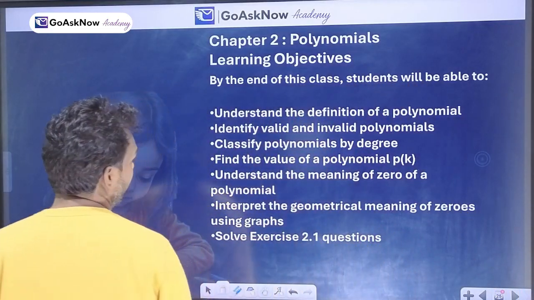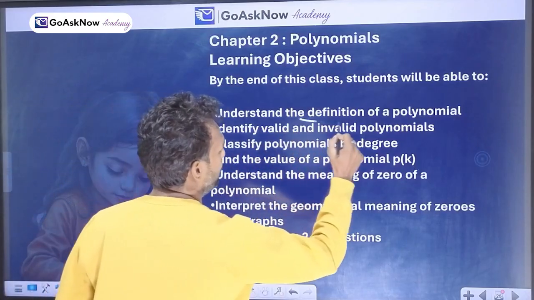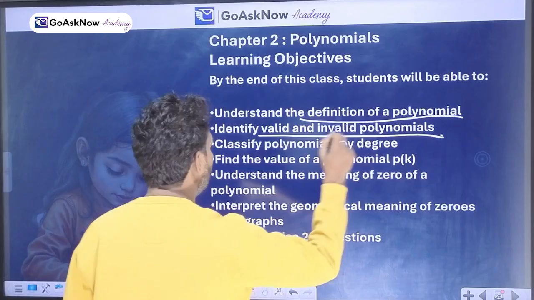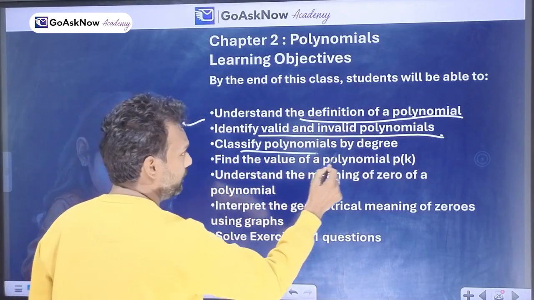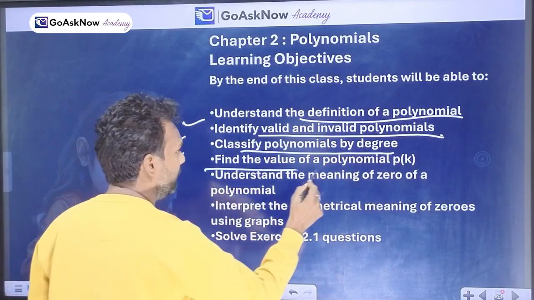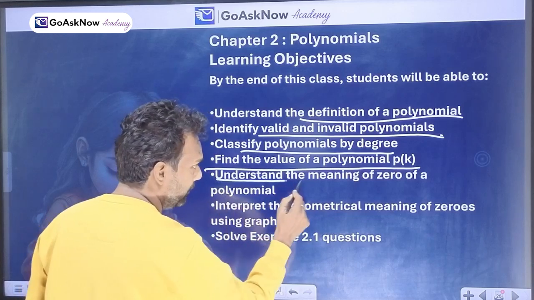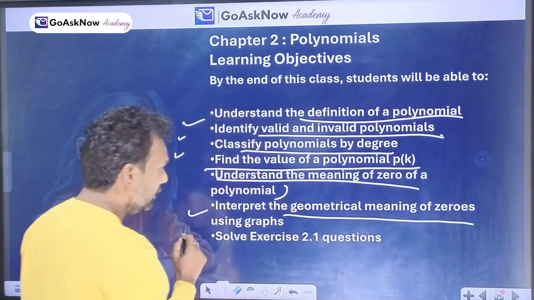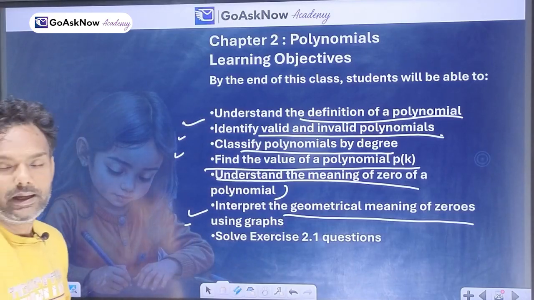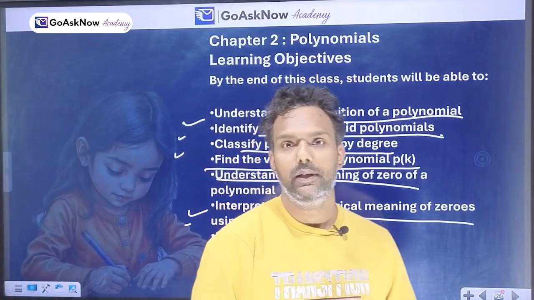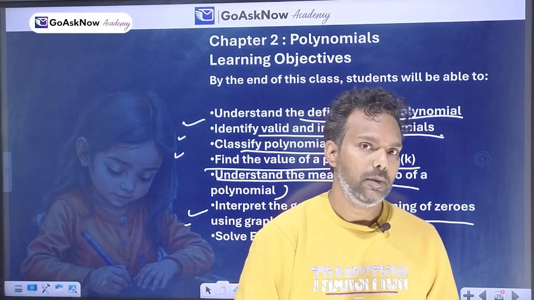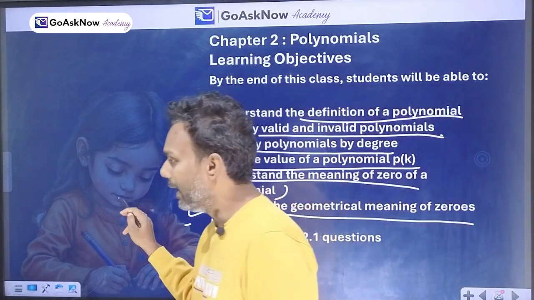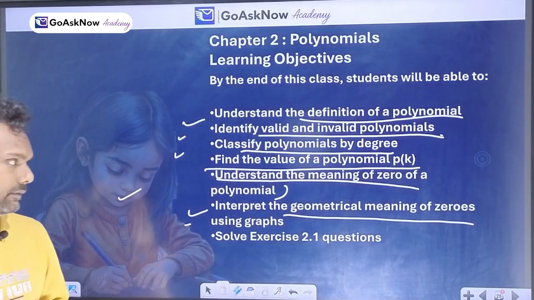We are going to study the definition of a polynomial, what a polynomial is, identify valid and invalid polynomials, classify polynomials by degree, find the value of a polynomial p(k), understand the meaning of a zero of a polynomial, interpret the geometrical meaning of zeros using a graph, and then we will solve exercise 2.1. It's going to be a very crucial chapter because the coming chapters are based on algebra and this will play a vital role in their understanding.